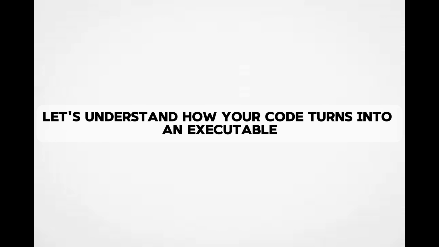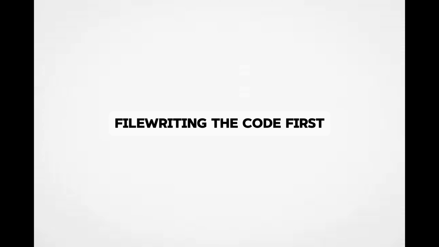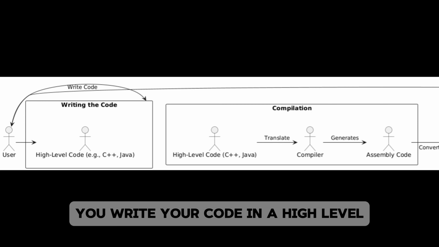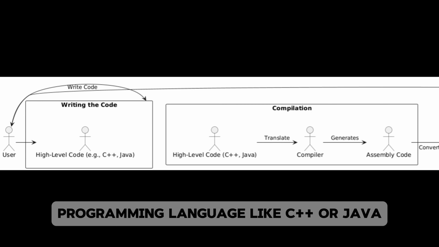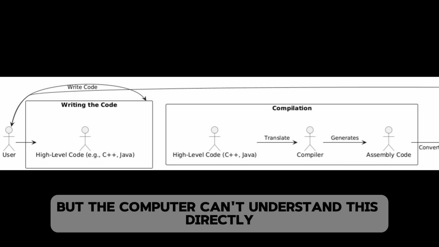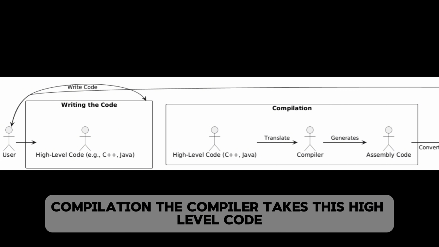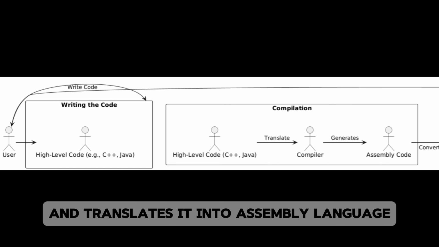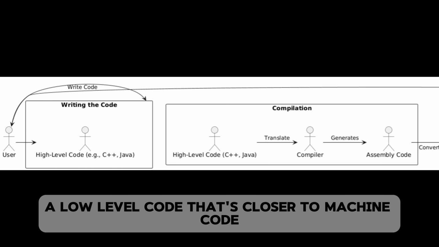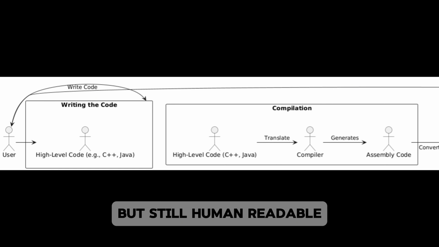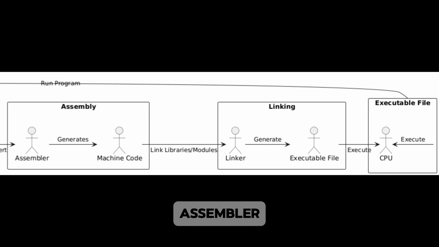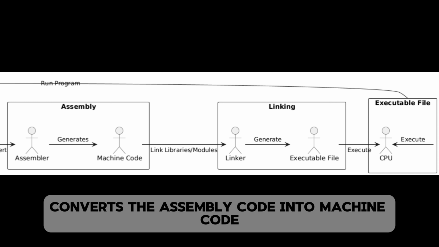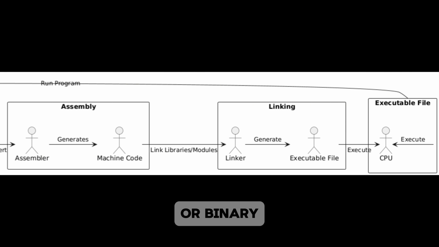Let's understand how your code turns into an executable file. Writing the code first. You write your code in a high-level programming language like C++ or Java, but the computer can't understand this directly. Compilation. The compiler takes this high-level code and translates it into assembly language, a low-level code that's closer to machine code but still human-readable. Assembly. Next, the assembler converts the assembly code into machine code or binary.